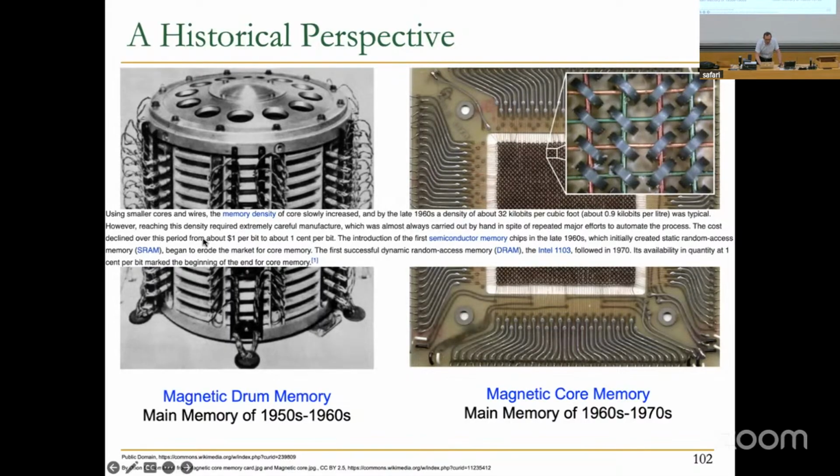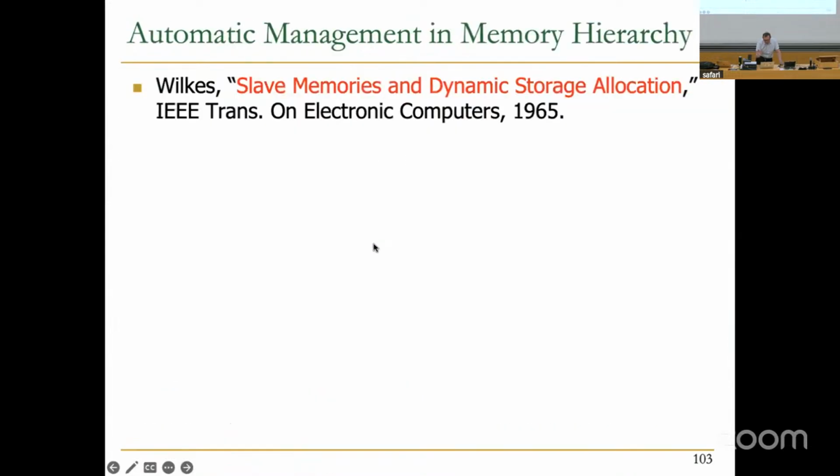The cost declined over this period from about $1 per bit to about 1 cent per bit. That's extremely expensive by today's standards, if you remember the numbers. We're talking about main memory. DRAM is like $0.03 per kilobit, maybe even lower today, actually.